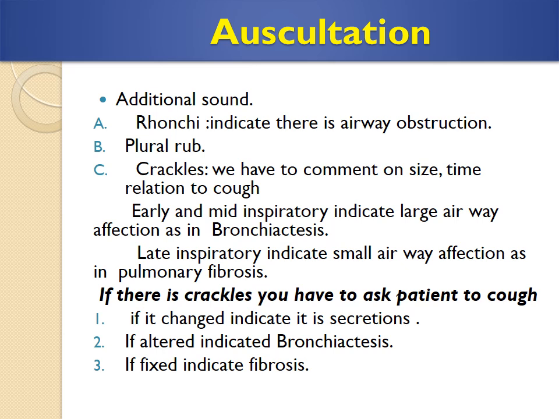If we find rhonchi by auscultation, it indicates there is airway obstruction. Pleural rub could also be heard. Crackles, if we have crackles, we have to comment on the size, time, and the relation to cough. It is early inspiratory crackles, like chronic bronchitis, or mid-inspiratory crackles, like bronchiectasis, or late inspiratory crackles, like interstitial lung diseases. If we find crackles, I have to estimate whether they are fine or coarse, end inspiratory or early inspiratory, and the relation to cough.